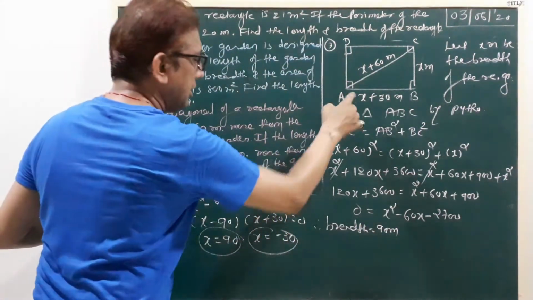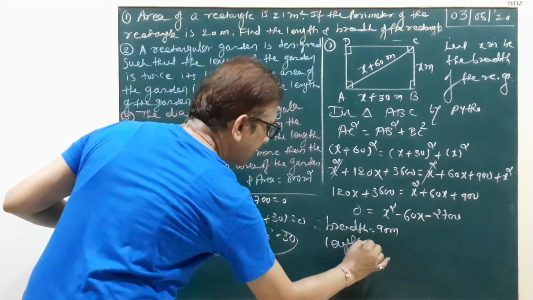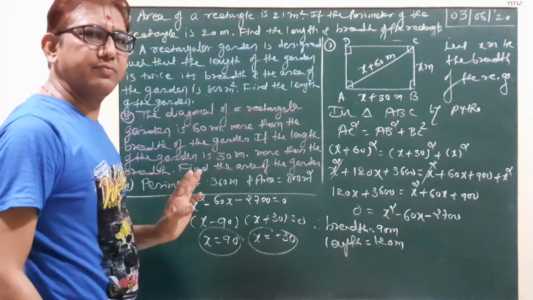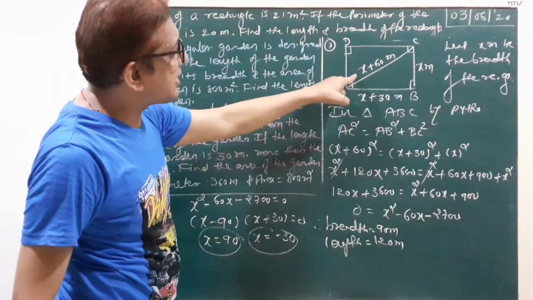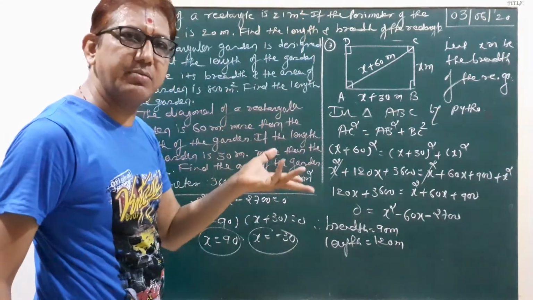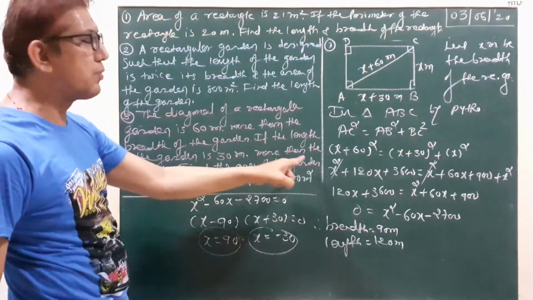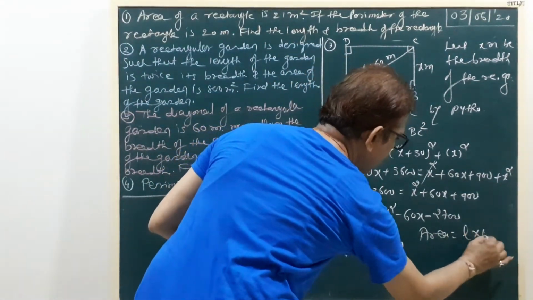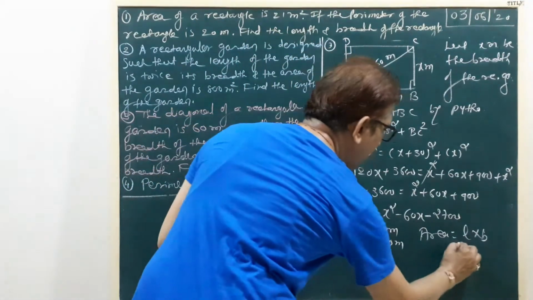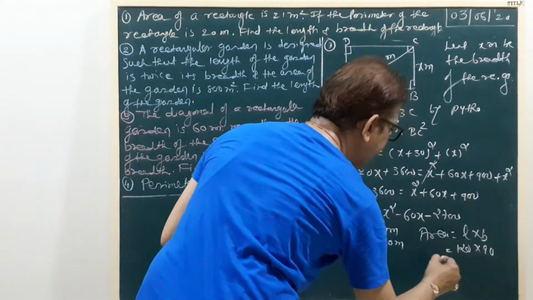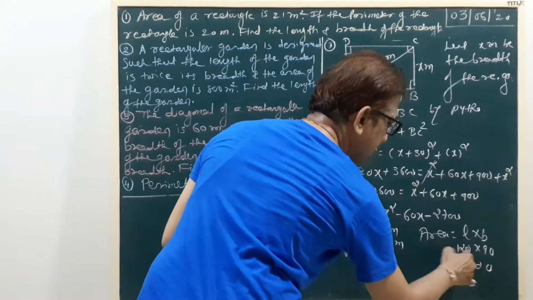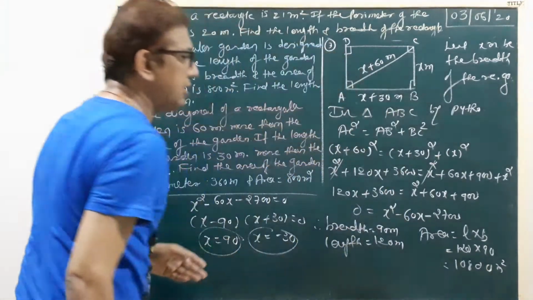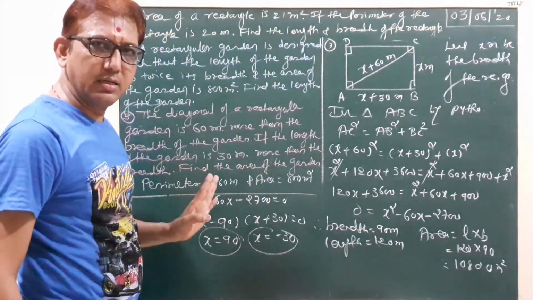Okay? Then length equal to 90 plus 30, 120 meter. Is that clear? If you find also the diagonal, 90 plus 60, 150 meter. But our final question is to find the area of the garden. So we apply the area formula: length into breadth. Length equal to 120, breadth equal to 90. 12 nines are 108. 10,800 meter square, your final answer. Is that clear? Okay.